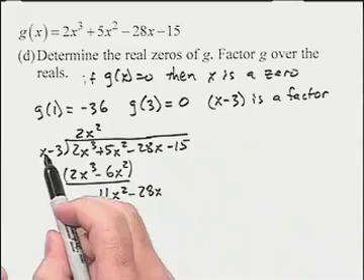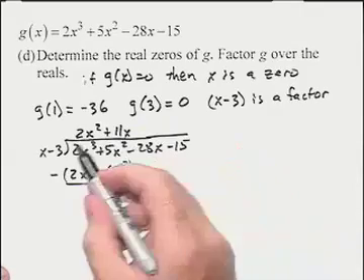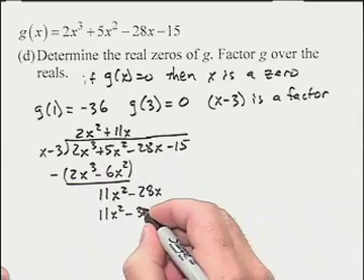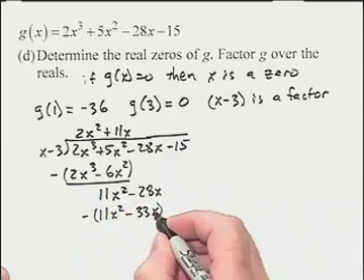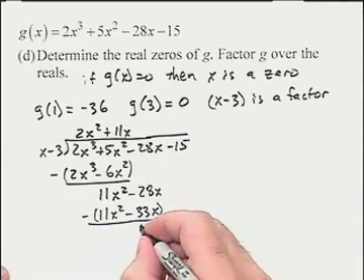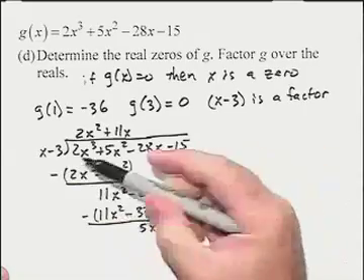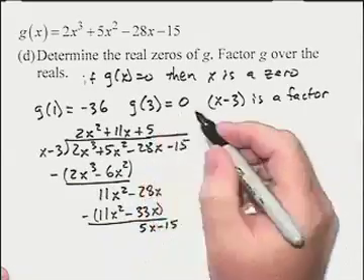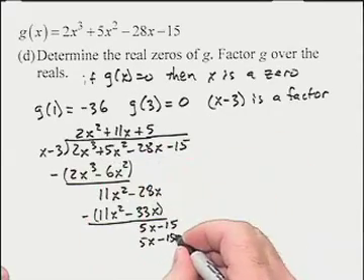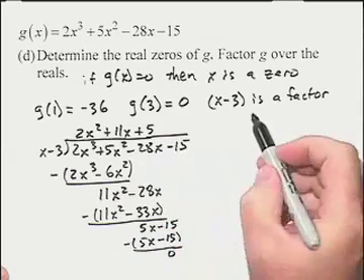To get 11x squared, we need to multiply x by 11x. 11x times x is 11x squared. 11x times negative 3 is minus 33x. Again, we subtract. We do our subtraction, and we'll end up with 5x. Drop down our negative 15. To get 5x, we need to multiply x by 5, so we'll have plus 5. 5 times x is 5x. 5 times negative 3 is negative 15. We subtract that, and we get a remainder of 0, which we should if x minus 3 is a factor.